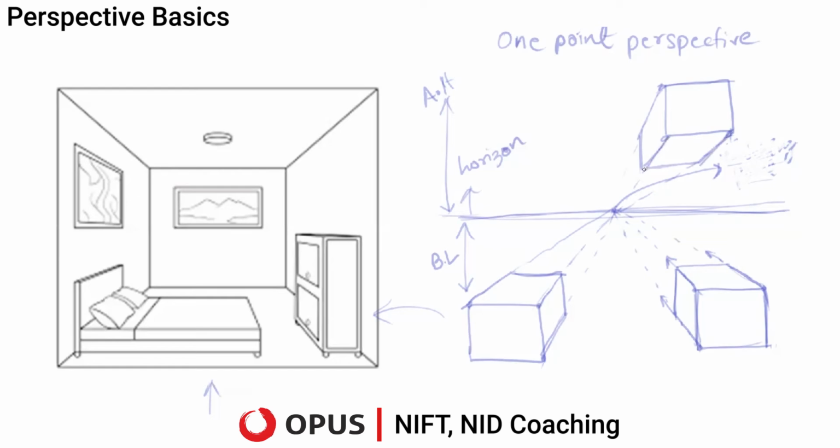Okay, so there is one common thing to remember: the objects which are below the horizon, their edges appear to move upward, and the objects which are above the horizon, their edges appear to move downward in 1 point perspective, appearing to go and meet at the same vanishing point.